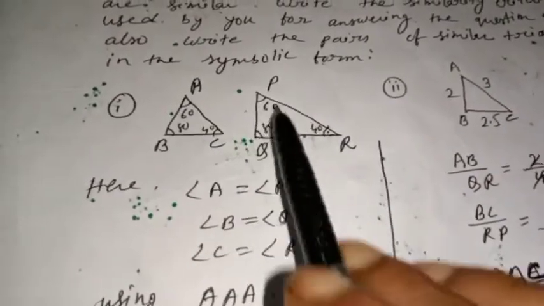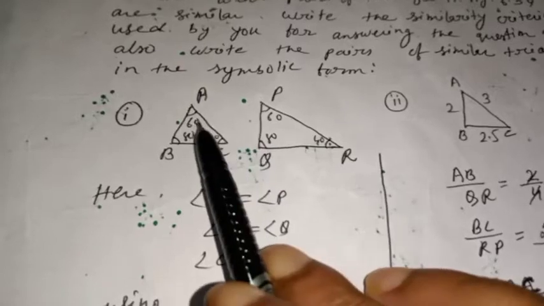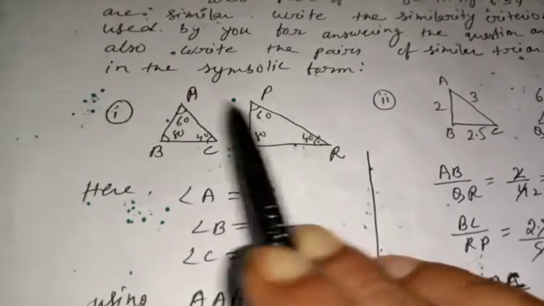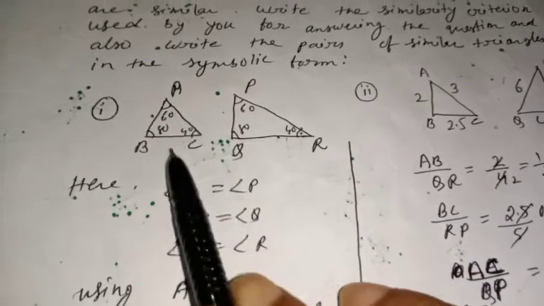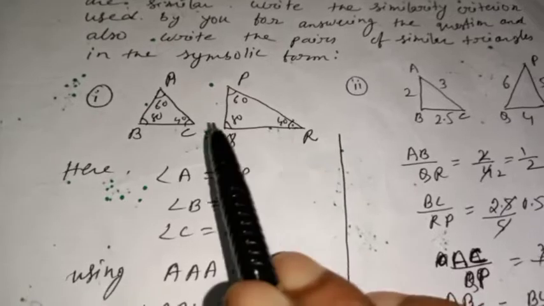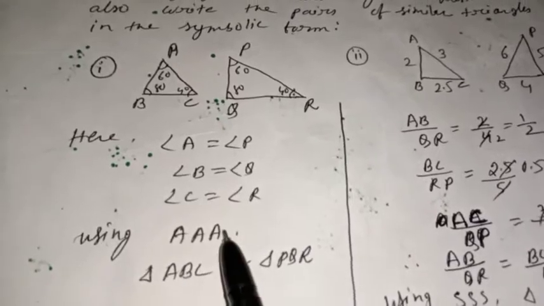See, here you can say angle ABC, PQR, it is already given. You can see clearly angle A and angle P are 60, so you can write angle A is equal to angle P. Angle B and angle Q are 80, so you can write angle B is equal to angle Q. Then angle C and angle R, you can write angle C is equal to angle R. Means all the corresponding angles are equal. So it is very, very easy. So using AAA, you can write triangle ABC similar to triangle PQR.